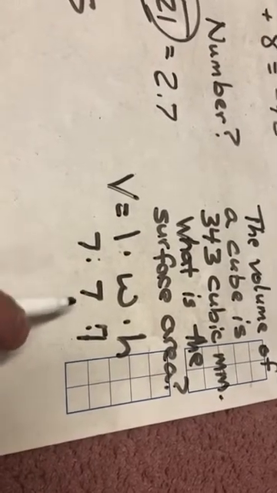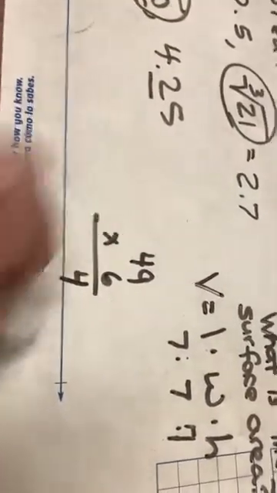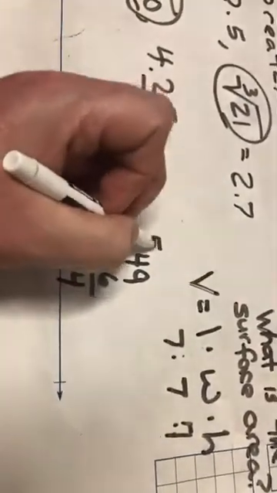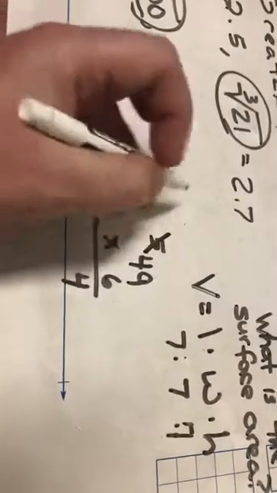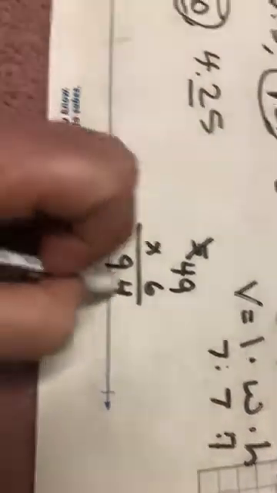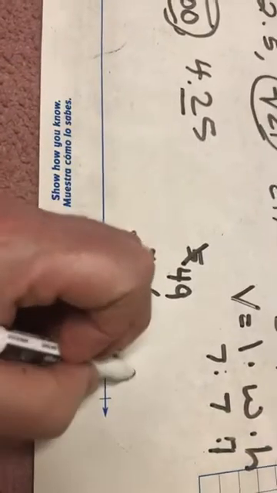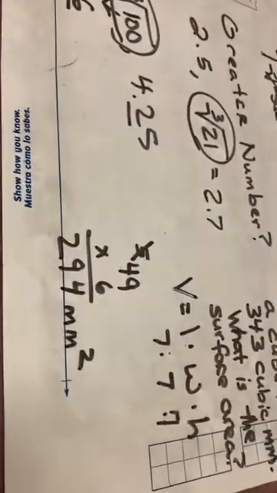But it's a cube, which means I have 6 sides. So I actually need to do 49 times 6. Well, 6 times 9 is 54. Put the 4 down, carry the 5. 6 times 4 is 24, plus the 5 is 29. I see that my surface area is 294 square millimeters.